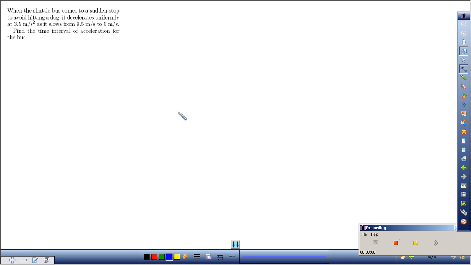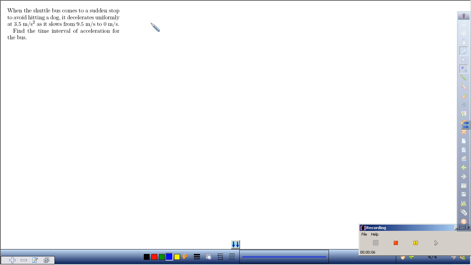Back, does your homework. This is homework number 3, question number 5. The question states, when the shuttle bus comes to a sudden stop to avoid hitting a dog, it decelerates uniformly at 3.5 meters per second squared as it slows from 9.5 meters per second to 0 meters per second. Find the time interval of acceleration for the bus.